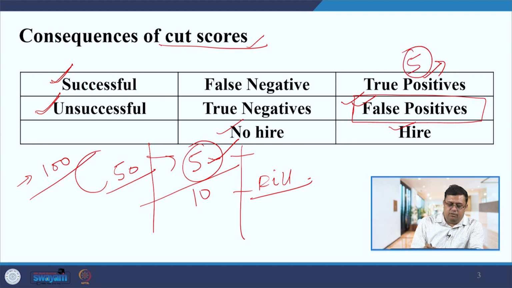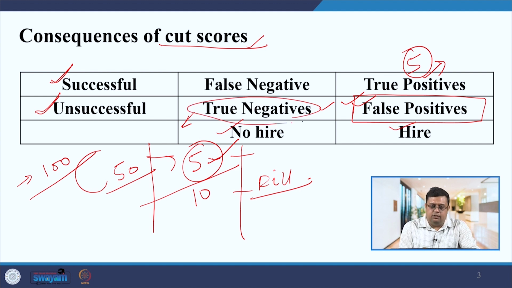In the same way, we can see this no hire and unsuccessful, right. Here we can see that people were not able to score above the cutoff score, so they are unsuccessful, and we say the rejected candidates come under the true negatives, right. But what happens when we reduce the cutoff score is that we get this false negative.